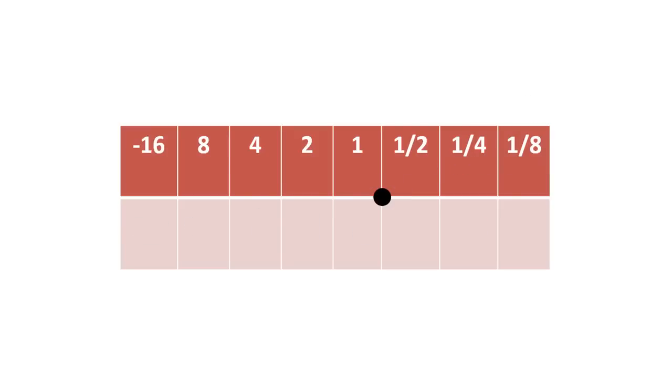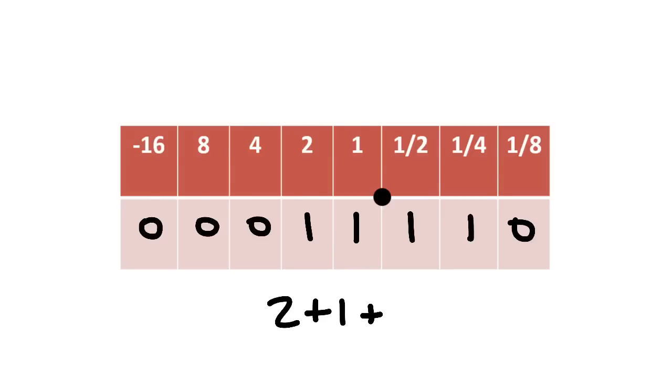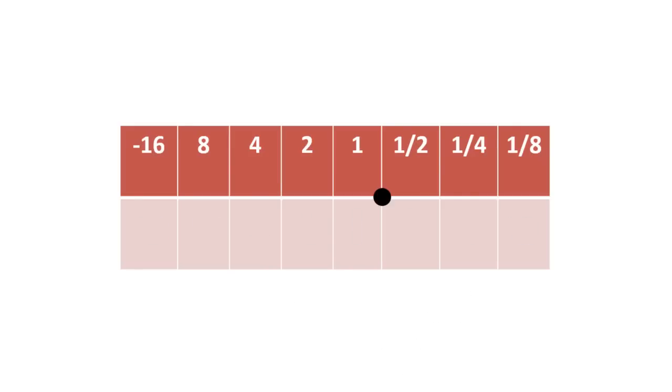So let's look at another example, 3.75. So 3.75 is 0, 0, 0, 1, 1, 1, 1, 0. So that is 2 plus 1 plus a half plus a quarter equals 3.75.